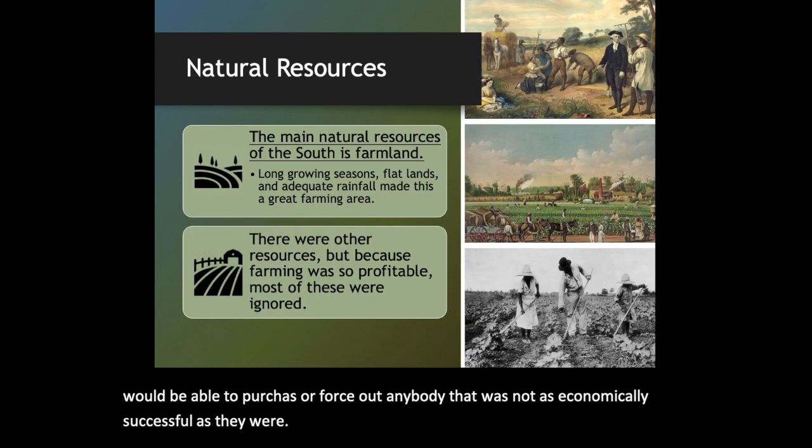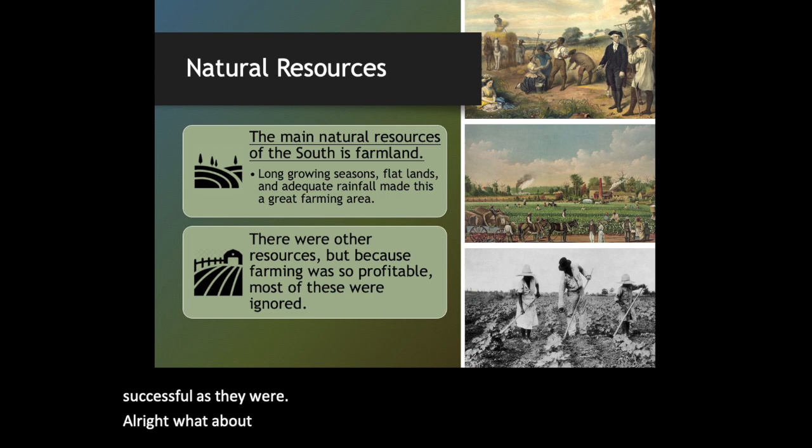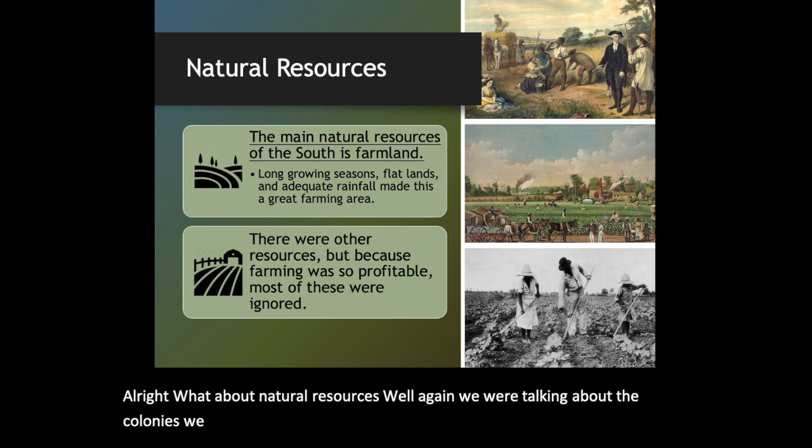All right. What about natural resources? Well, again, when we were talking about the colonies, we looked at the South and we looked at them being tobacco growers, indigo, rice. And then they start to move distinctly into cotton.